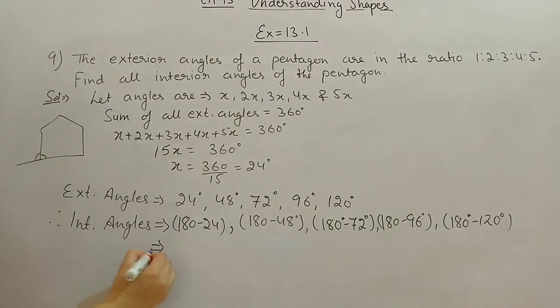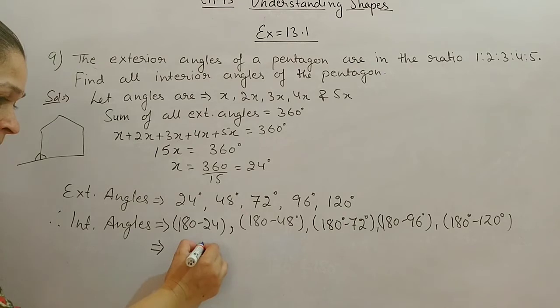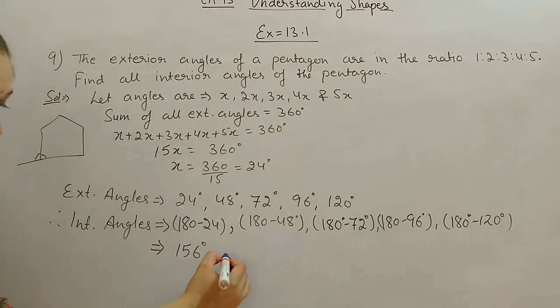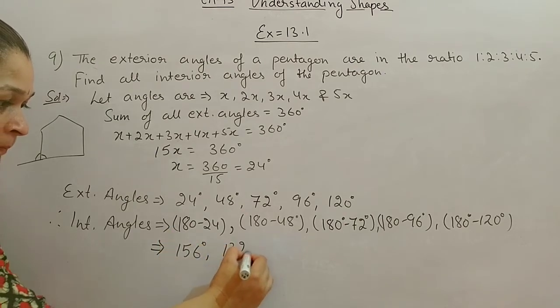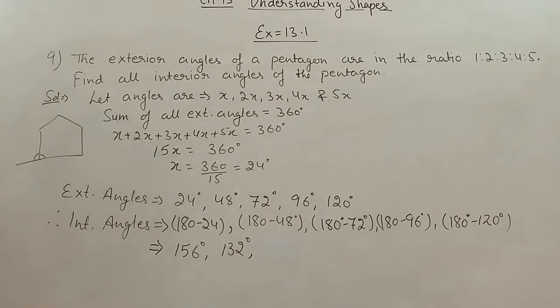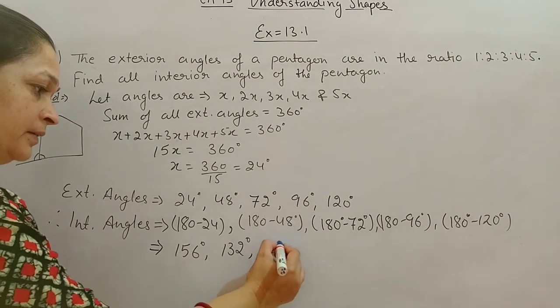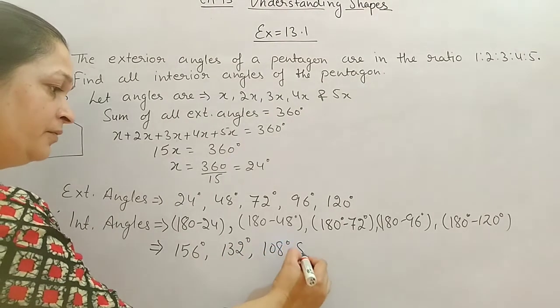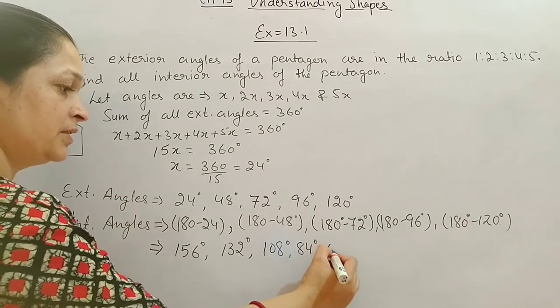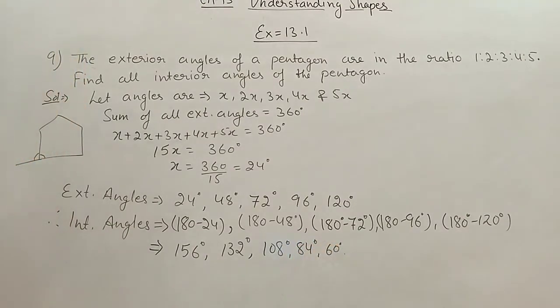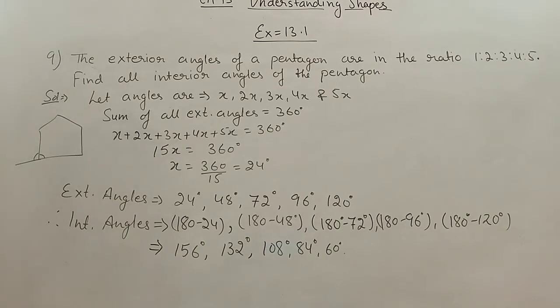Subtract, we will get 156 degree, then 132 degree, 108 degree, 84 degree and 60 degree. So these are the interior angles.